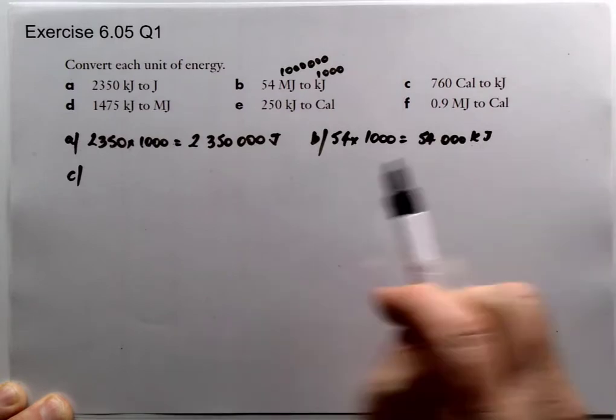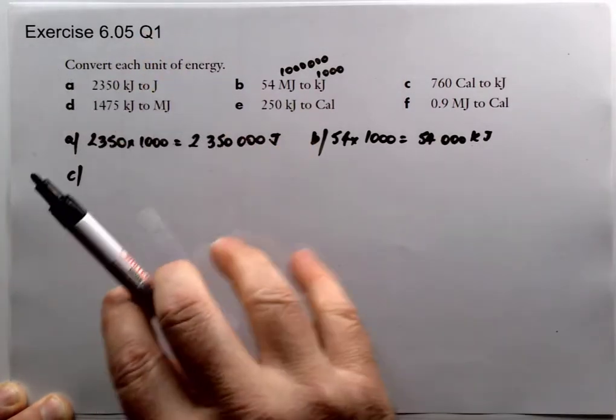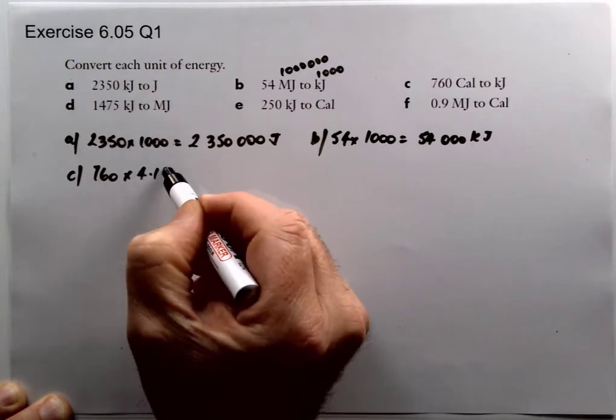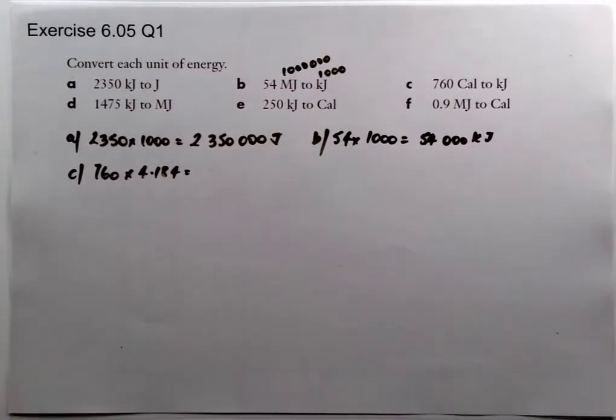Converting calories to kilojoules. Again, a calorie is bigger than a kilojoule, so the number needs to increase. So 760 times that 4.184 number.